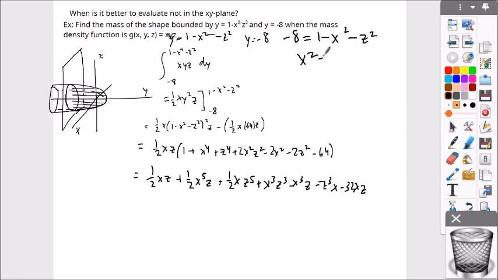So x squared plus z squared is 9. x squared plus z squared is 9 is a circle on this plane right here. So I'm gonna draw a plane. This is not the xz plane. This is the plane y equals -8. x squared plus z squared is 9. So it looks like this.